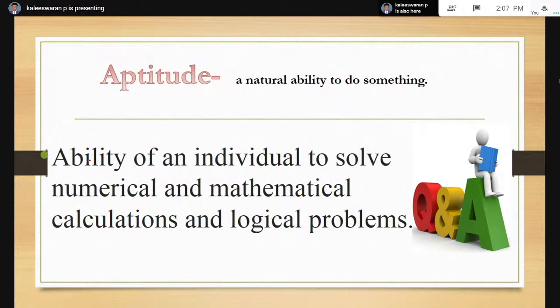Why are these companies or government sectors conducting aptitude tests in the selection process? You should think about this. Because aptitude is the tool to check your thinking ability in tough situations. Aptitude is the only tool to check your thinking ability in tough situations. That's why they are conducting aptitude tests.